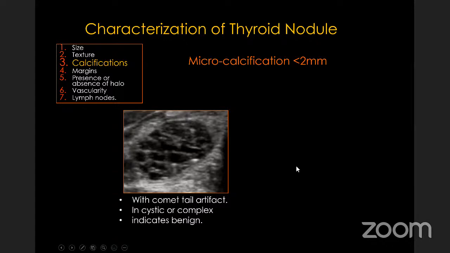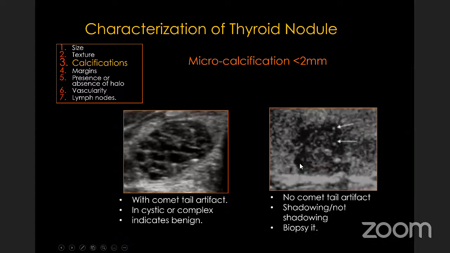The other, punctate type of calcification, is worrisome, like this. It has no comet tail artifact. It is here without distal acoustic shadowing, because of its small size. So whenever we see a punctate calcification with no comet tail artifact, we should biopsy it.